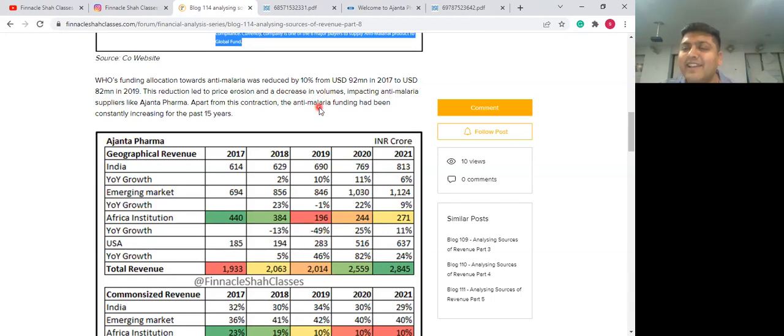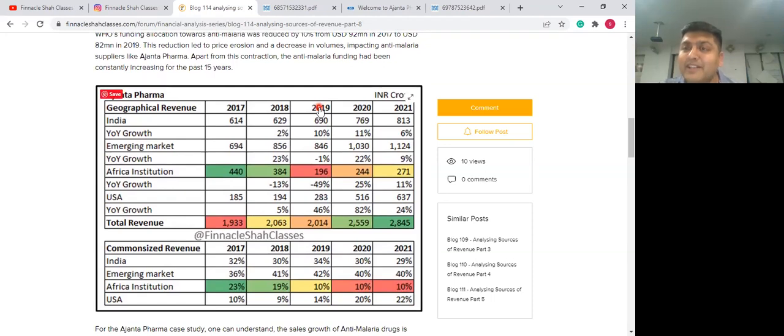So precisely why taking a look at the geographical segmentation of a business makes so much sense. Because if you were to take a look at the revenue figures of Ajanta Pharma from, let's say 2008 to 2017, you would see a significant increase in those figures, mainly driven by the Africa institution segment. But not from 2017 to 21, because you see the exact opposite trend here: the Africa institution business seems to be slightly on the downside, whereas the overall revenue for the business seems to be on the upside.